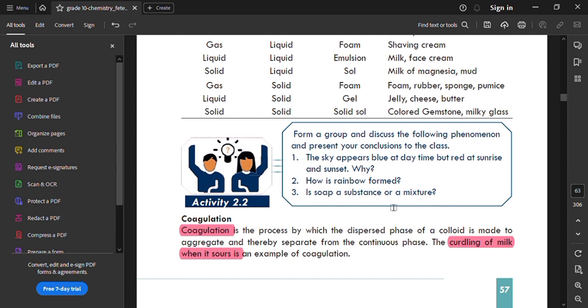So this is all about mixtures, the types of mixtures as well as properties. The example of coagulation is the curdling of milk when it sours. In coagulation, the dispersed phase of a colloid is made to aggregate and separate from the continuous phase.